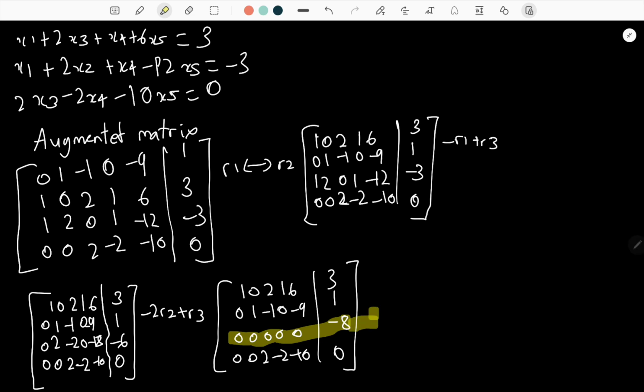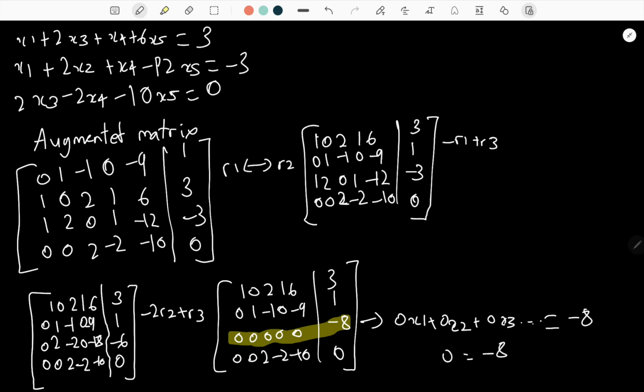So what this line here means, one second, let me just get my pen. 0x1 plus 0x2 plus 0x3, you know what I mean, and then till x5 is equal to -8. So this is not possible. So because of this, there is no solution. You can also write 0 is equal to -8, which is not possible.